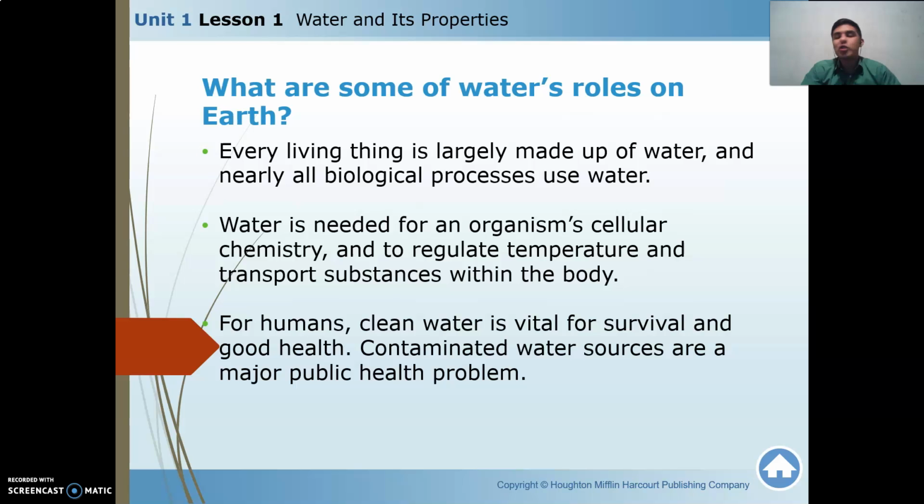One more time, we're going to recap on what I was telling you before. Water is extremely important for all living things because they are always made up of water. And besides that, we need to take into consideration that purified water is a vital necessity in all of our communities.